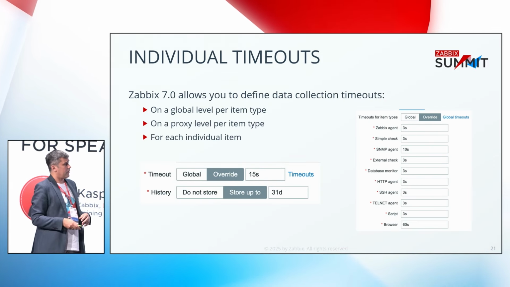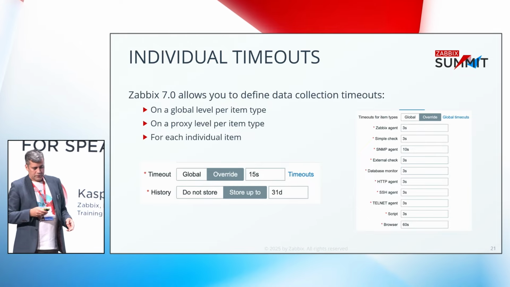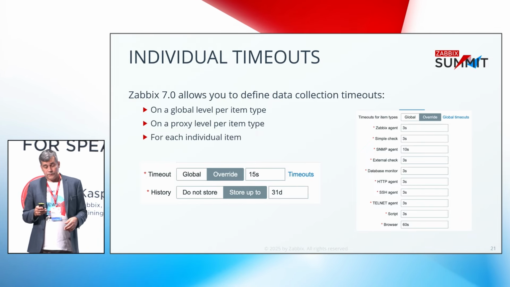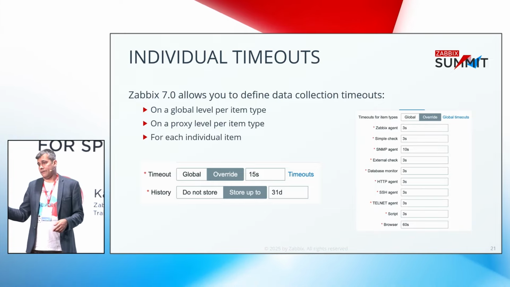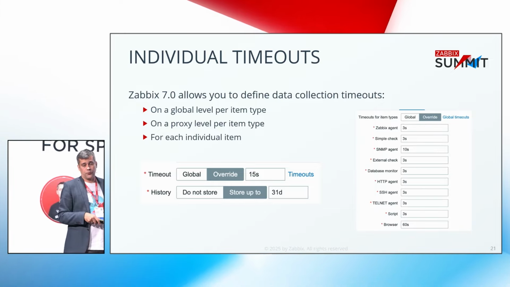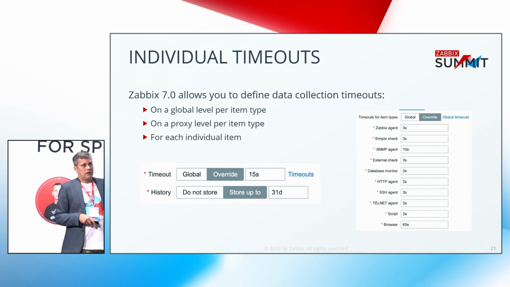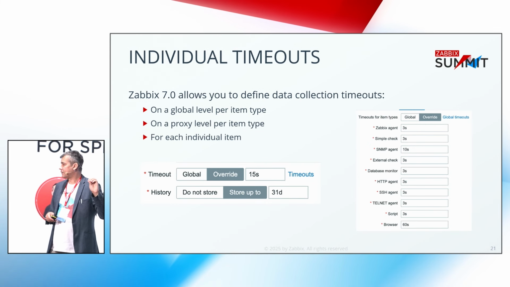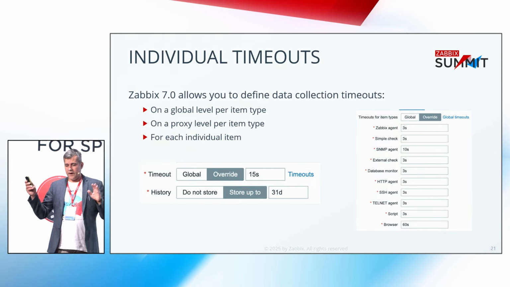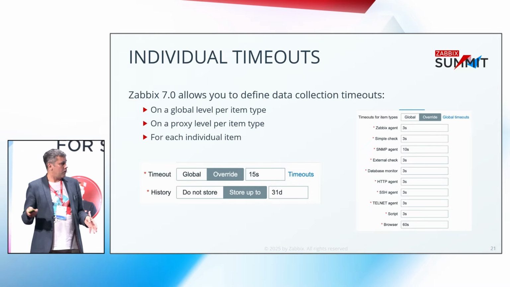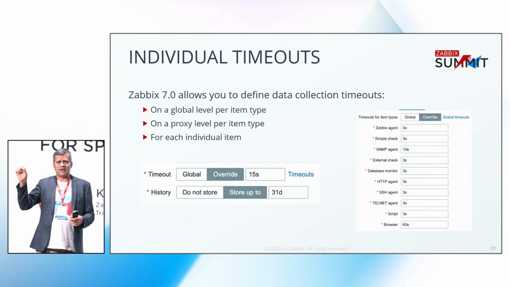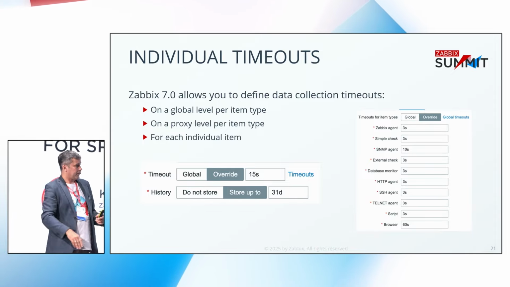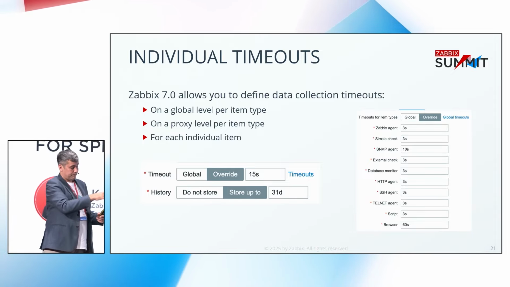Here it is, so you can tune them. You can tune them globally per item type, you can tune them per proxy, and you can tune them per item. Per item is an especially cool thing, because I think a lot of you have those slow scripts. There are a lot of fast items like memory, CPU load, and then there is this one script which runs for 40 seconds. So you don't increase timeout on everything. You just increase timeout on that one slow item.